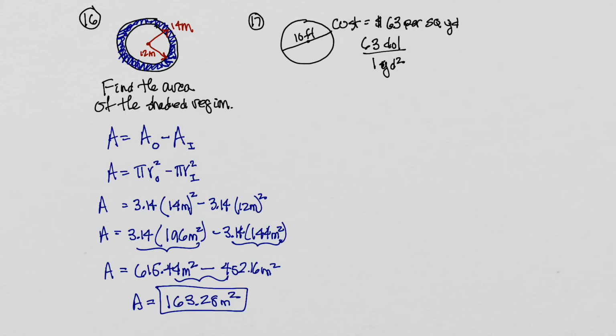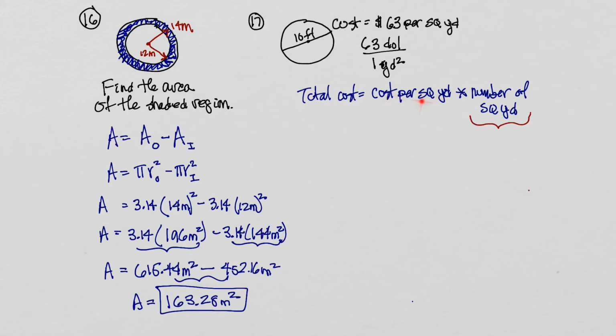So let's find the cost of the tabletop. The total cost is going to be the cost per square yard times the number of square yards. So you can see what we're going to need is the number of square yards. We already have the cost. We just need the number of square yards.